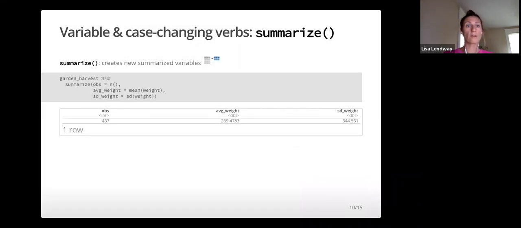Moving on to variable and case-changing verbs. Summarize takes an entire data frame as input and outputs a single row with one or more summary statistics. Like mutate, we can have more than one new variable by separating them by commas and giving them names to the left of the equal sign. In this code, we take the garden harvest data and then compute obs, which is how many observations there are, average weight, and standard deviation of weight.